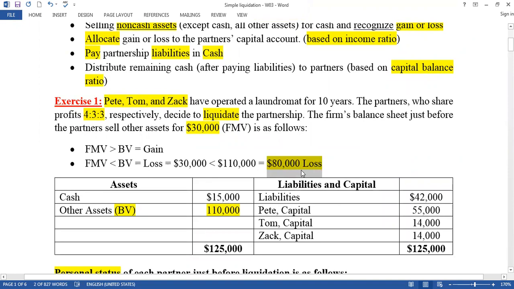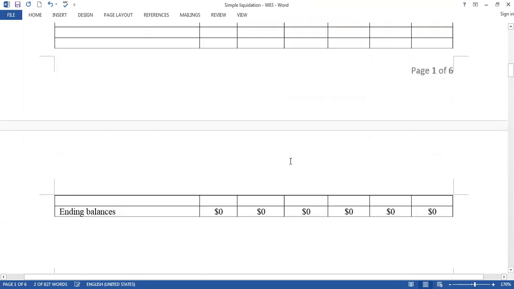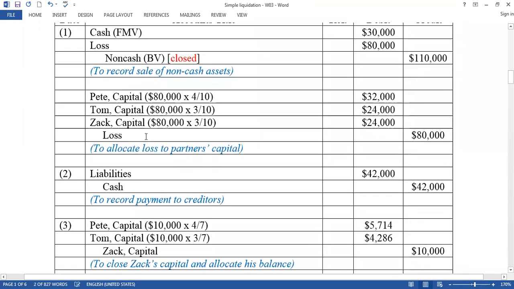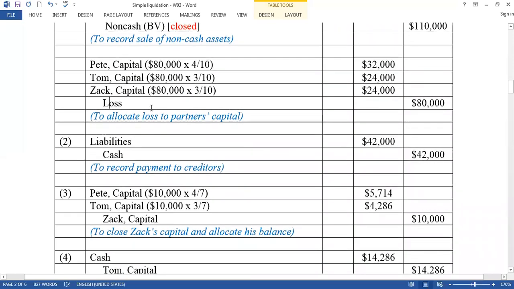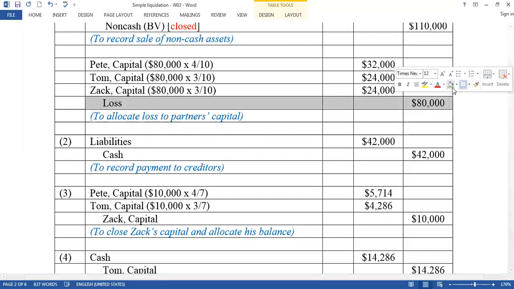And what should we do? We should close this loss and we transfer this loss to the capital account, right? Clear? Now look at the journal. Before, you can see that loss is debit, right? Now we are going to record loss in the credit side.